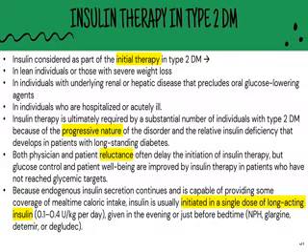Okay, sorry, what I meant is, when do we give insulin as initial therapy in diabetes? Those points were in lean individuals, in underlying renal or hepatic disease, or in hospitalized or acutely ill patients.